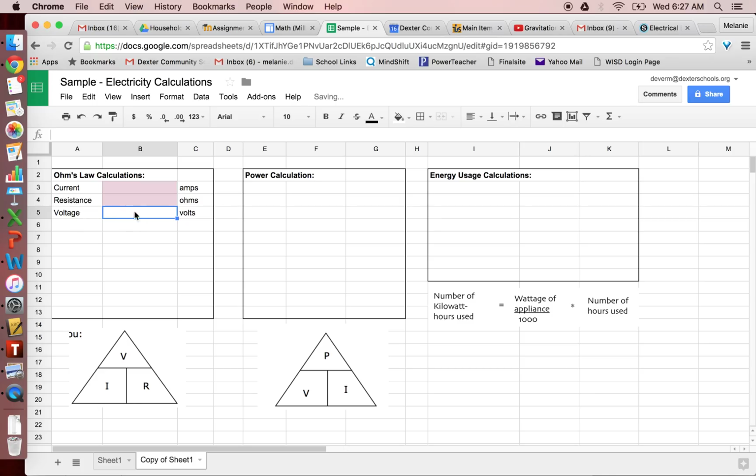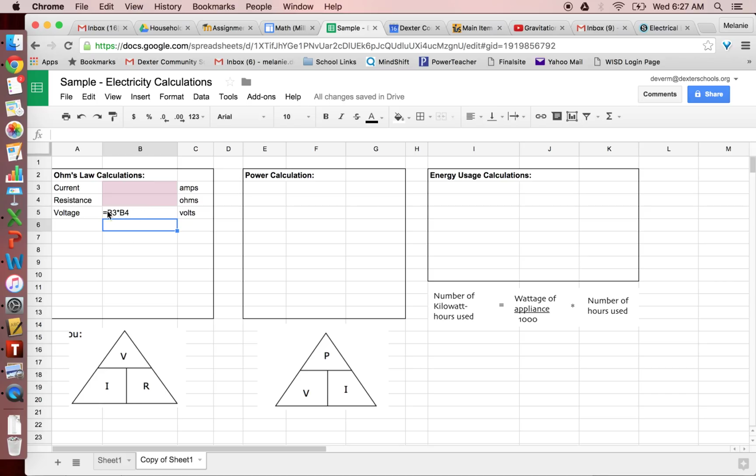Now let me enter the formula here for voltage. If we look back to the triangle, voltage is current times resistance. So in this cell for voltage, I'm going to hit the equal sign to start a new formula. And then I want to use the quantity in the box for current. So I click on there. Notice that it fills that with B3. That's column B, row 3. Times, that's the asterisk. It's right above 8 on your keyboard. Resistance. So B3, that's where I put current, times B4. That's where I put resistance. When I'm done, I simply hit enter.